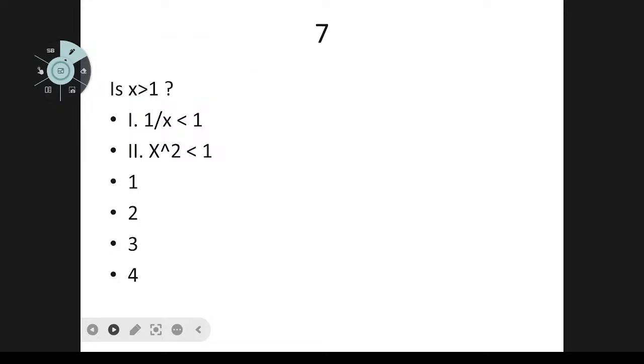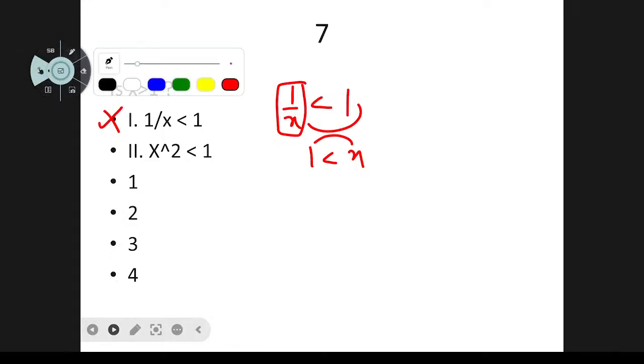Now, here the first one says 1 by x is less than 1. Now, most of you would send this x here and say that 1 is less than x. That means x is greater than 1. So by using the first statement, it is correct. Okay, but it is wrong. You should not look at it like that. It is given in this format. You have to check it in that format only. Let's see how you need to see it.